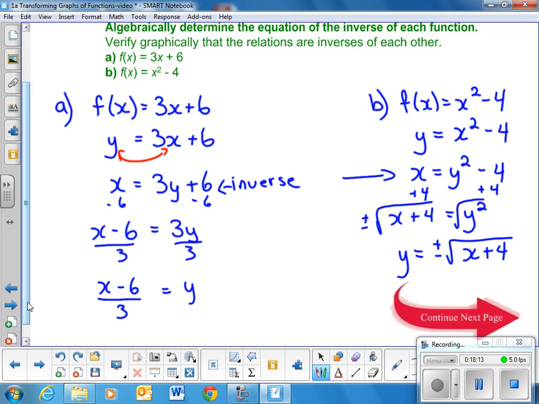The question asks us to verify it graphically that the relations are inverses of each other. So you could graph both of those and show that the two are actually a reflection in the line y equals x.